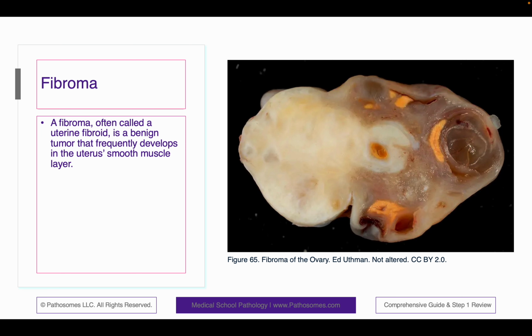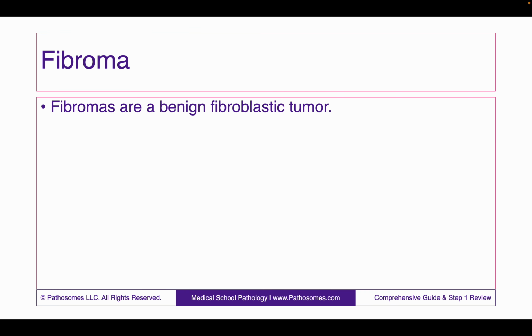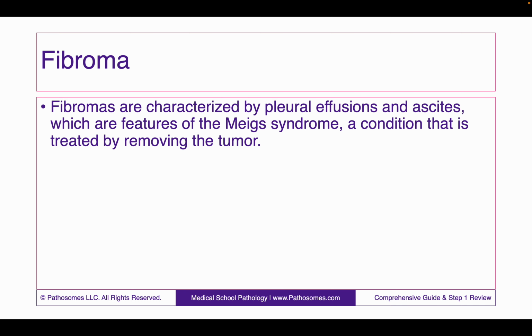Now let's switch gears and talk about fibromas, another commonly tested entity. A fibroma, often called a uterine fibroid, is a benign tumor that frequently develops in the uterus's smooth muscle layer. As you can see here to the right, this is a fibroma of the ovary. Fibromas are a benign fibroblastic tumor. Fibromas are characterized by pleural effusions and ascites, which are features of the Meigs syndrome, a condition that is treated by removing the tumor.